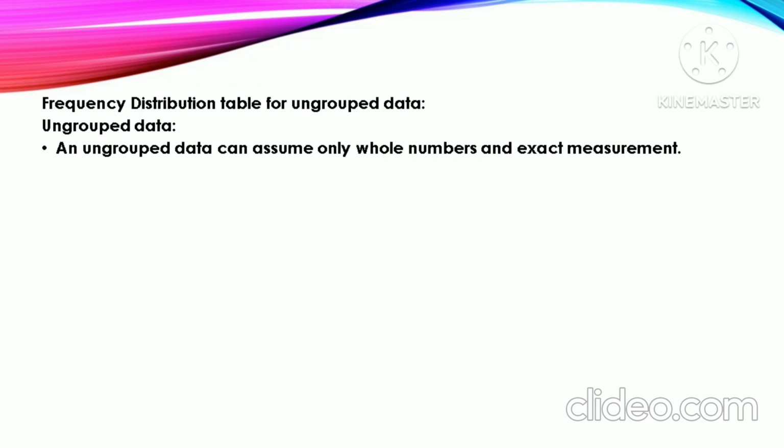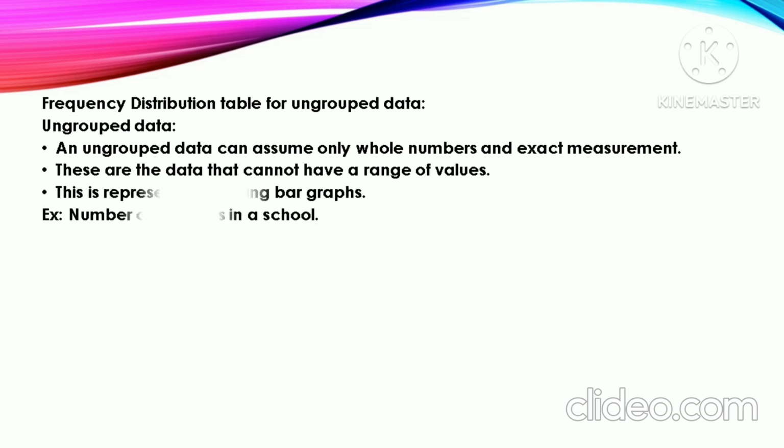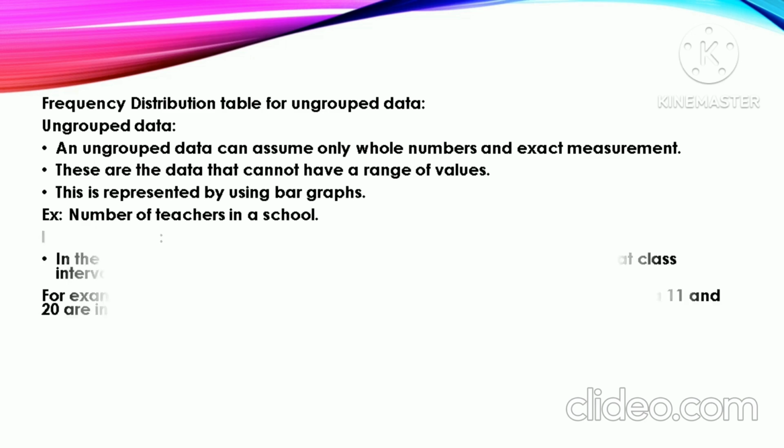Next, let's discuss the frequency distribution table. Ungrouped data. First, what is ungrouped data? It can assume only whole numbers and exact measurements. These cannot have any range of values. It is represented using bar graphs. For example, the number of teachers in a school can be considered as ungrouped data.